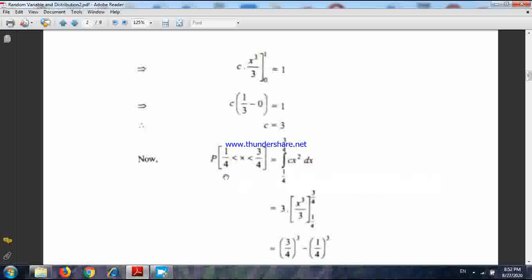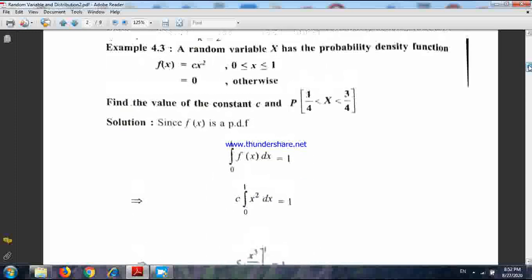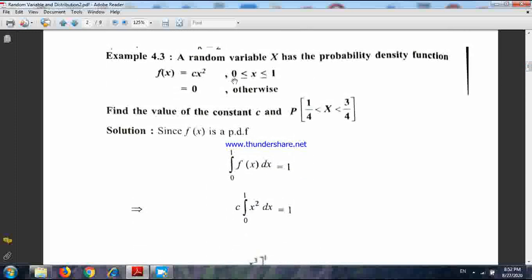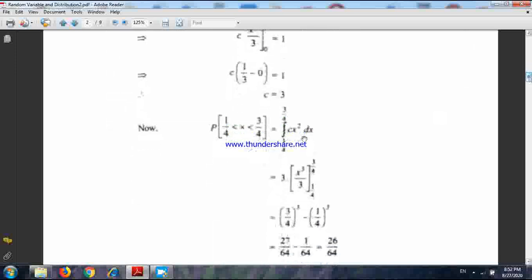f(x) means the value of the function in this interval. Now again you see what's the value of the function in the interval 1 by 4 to 3 by 4. In the interval 0 to 1 the value of the function is cx square. So definitely in the interval 1 by 4 to 3 by 4 the value of the function is also cx square, and you can put the value of c equals 3. So 3 into integration of x square dx, and we get the result 26 upon 64.